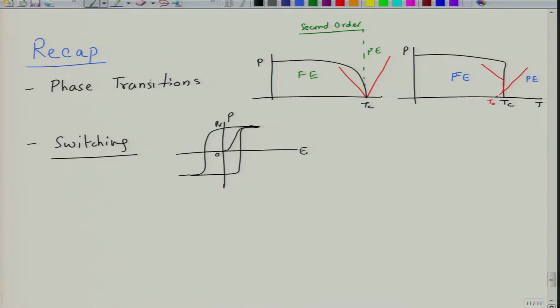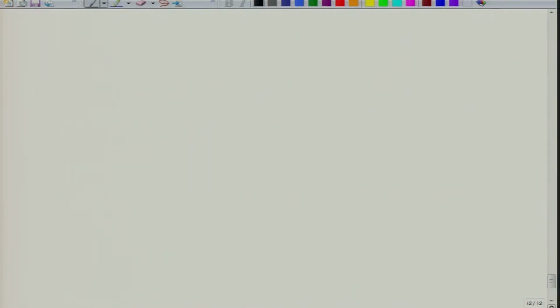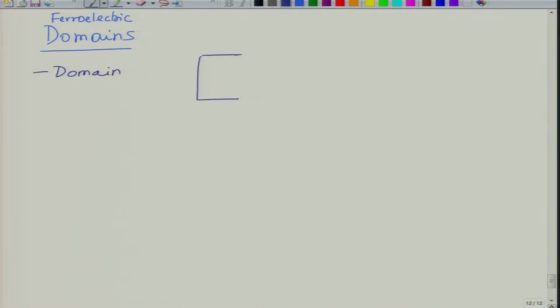So, the question is, what is the reason? The reason for this, as we said, lies in domains. So, we will start our discussion on domains, or rather ferroelectric domains. As we said, if you take a small crystal, and all the polarization vectors are aligned in one direction, then this will be called a monodomain state. Okay. So, all the polarization vectors.